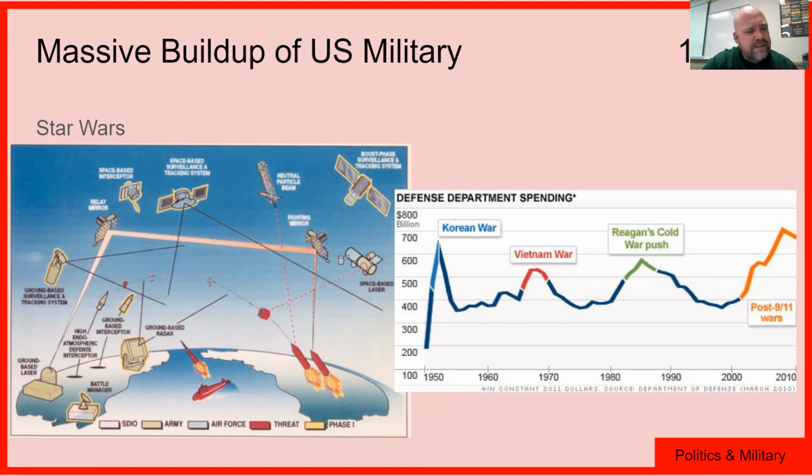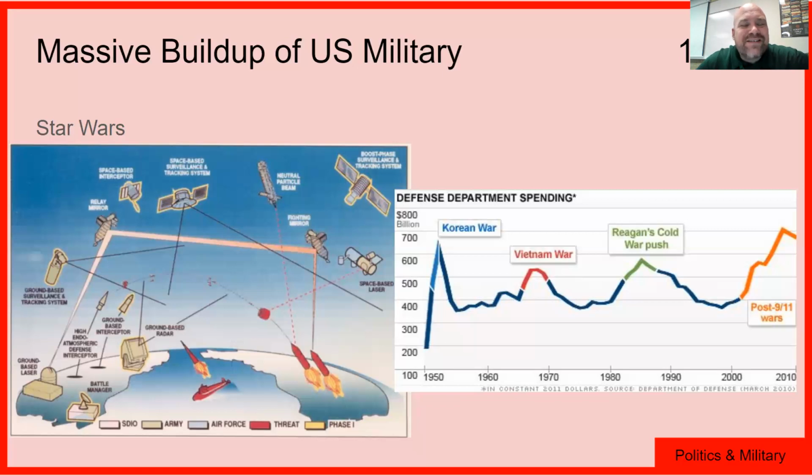The problem is that A, it's super, super, super, super, super expensive, and B, and perhaps more problematic, it doesn't work. So, yeah, we never actually got it to work, but this is kind of the holy grail, right? Because if we can get this to work, then the Soviets will never be able to blow us up again.